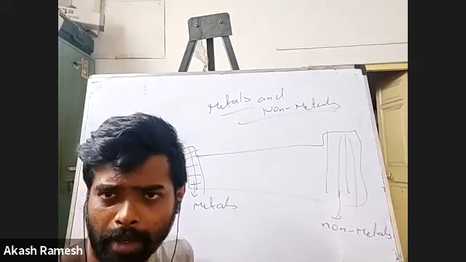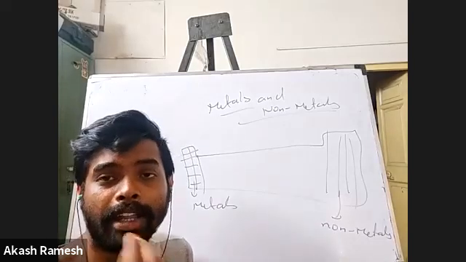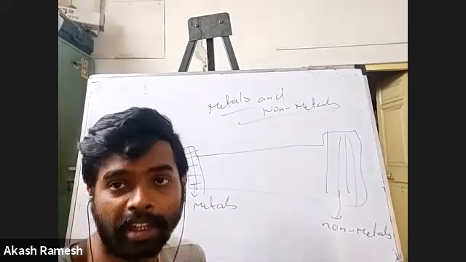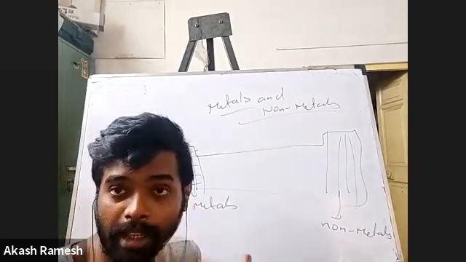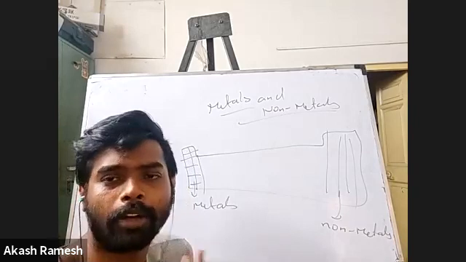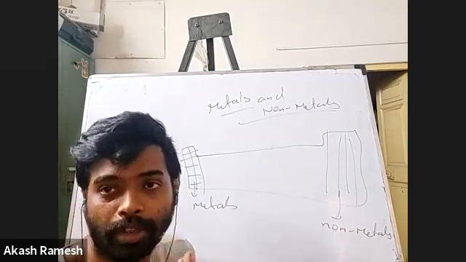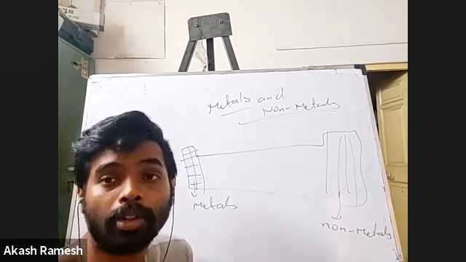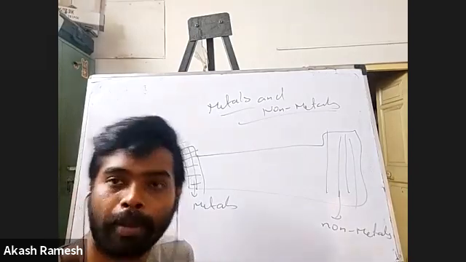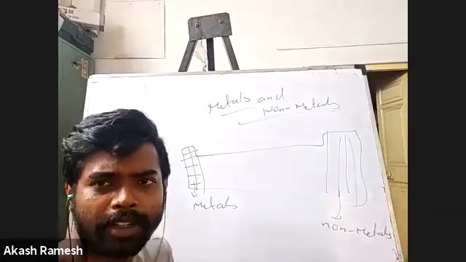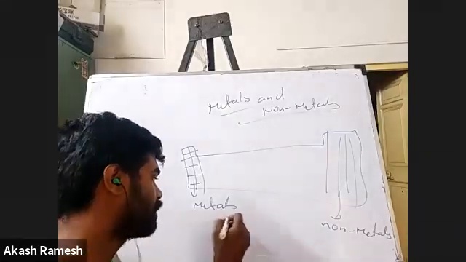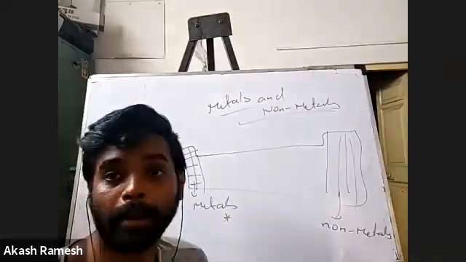So coming into the difference between metals and non-metals with respect to physical properties, what do you mean by physical properties? Physical properties are anything which I can see or feel physically. I can touch, I can smell, I can see. Whatever you are able to sense with your physical senses are called your physical properties. So there are so many differences. What is the first difference between metals and non-metals?